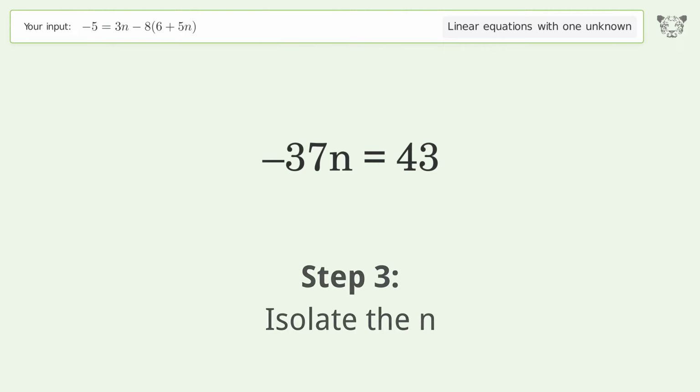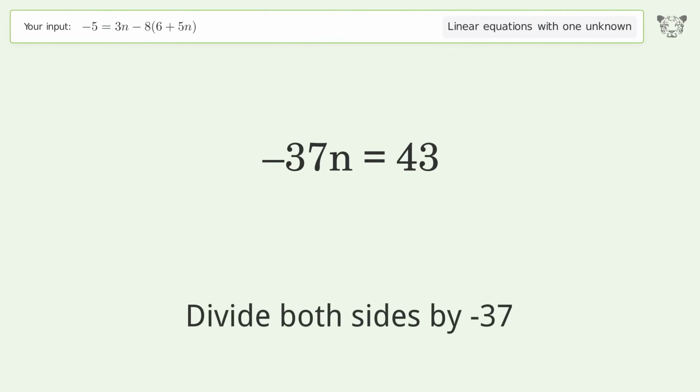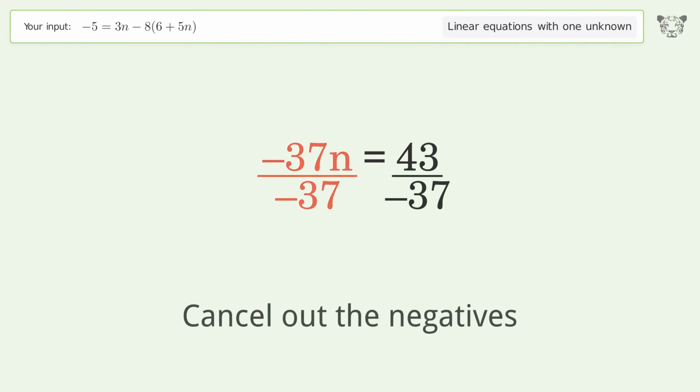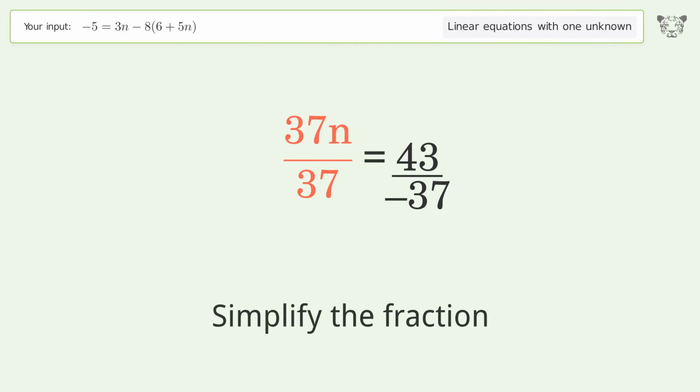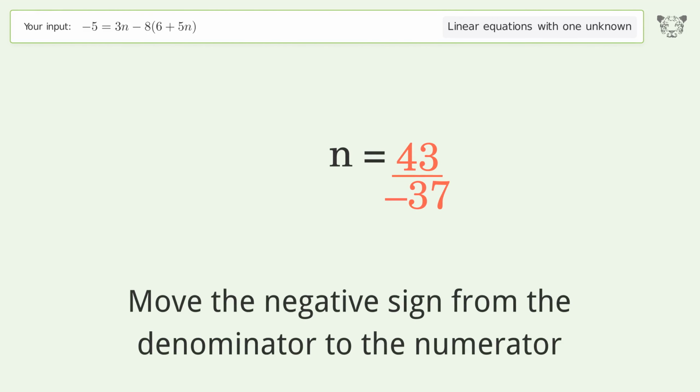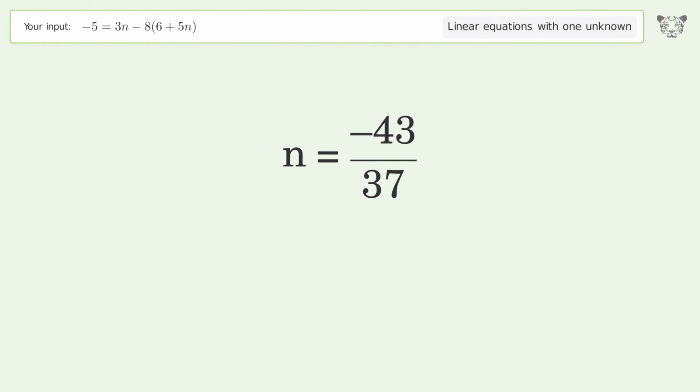Isolate the n. Divide both sides by -37. Cancel out the negatives. Simplify the fraction. Move the negative sign from the denominator to the numerator. And so the final result is n equals -43/37.